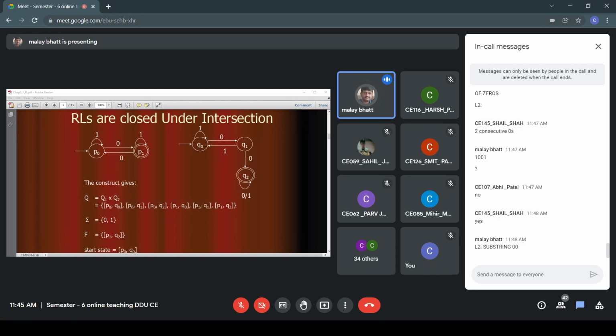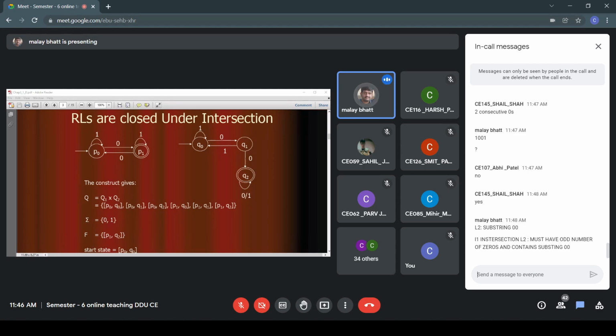So now what we want to do is find the intersection of the two languages. That means it must have an odd number of zeros. So if you consider L1 intersection L2, then it must have an odd number of zeros and contain the substring 0, 0. Both criteria must be satisfied. Right? If you consider L1 intersection L2, then if a string has an odd number of zeros and contains the substring 0, 0, it will be accepted by this intersection.